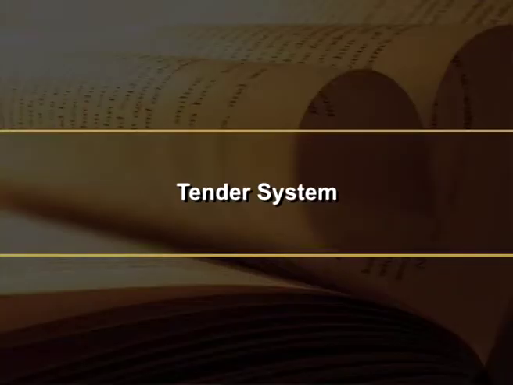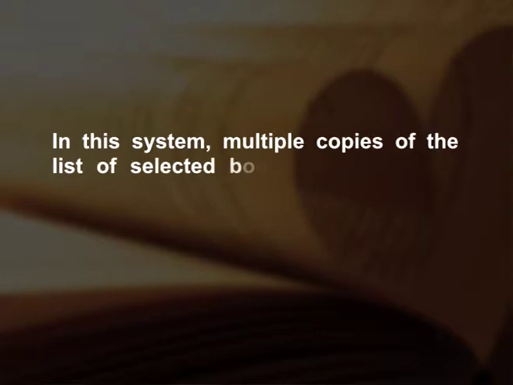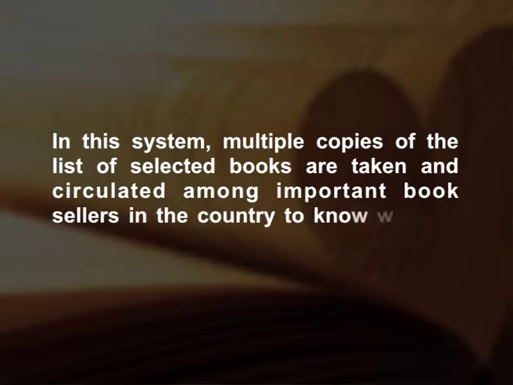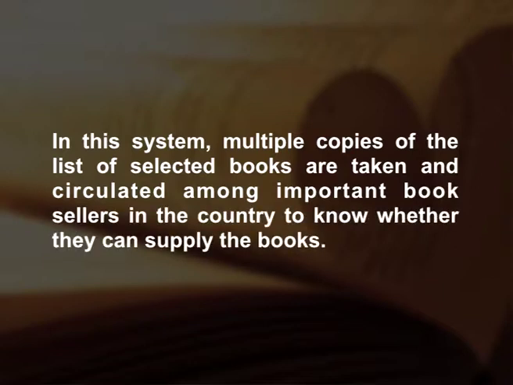Ordering. Several practices are followed in India. They are the tender system. In this system, multiple copies of the list of selected books are taken and circulated among important booksellers in the country to know whether they can supply the books. They will be asked to specify the price, discount rates and the time needed for the supply. The order is given to the firm which offers the lowest tender for the supply of books. Sometimes the order is split and given to various booksellers who offer the highest rates of discount and the lowest exchange rate.